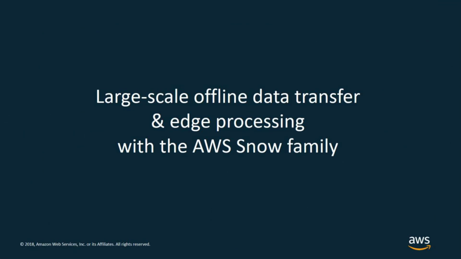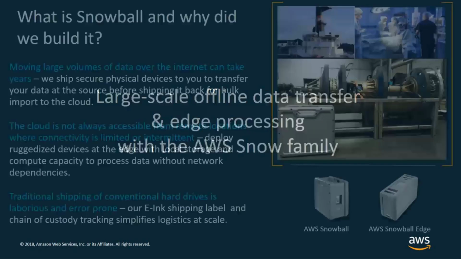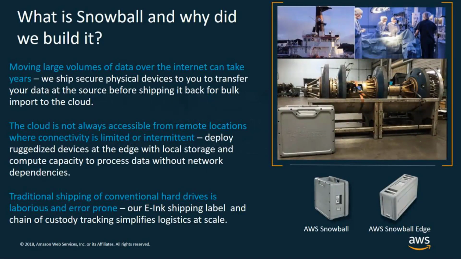So let's pivot a bit into the actual use cases that we mentioned: large-scale offline data transfer and edge processing with the AWS Snow Family. And we'll start by asking the question, what is Snowball and why did we build it? And so over the years, we've learned through customer experiences that moving large volumes of data over the internet can be costly in terms of time and expense. So creating a purpose-built appliance such as Snowball, without customers having to actually purchase hardware, eliminates or significantly reduces that friction with large-scale data ingest.